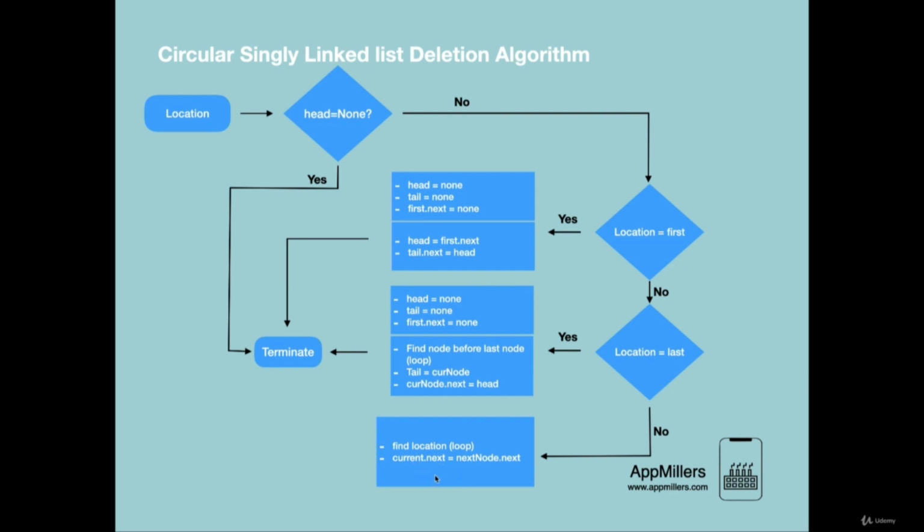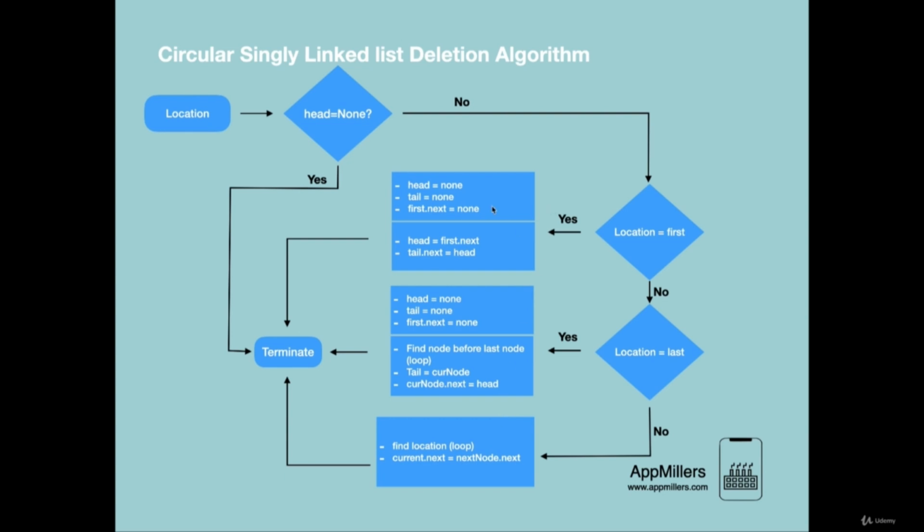Then the node after the current node becomes eligible for garbage collection, and the garbage collector comes and destroys it. And with this, the deletion of a node from the middle of a circular single linked list is complete. So we terminate our algorithm. So this is our algorithm for deletion of a node from a circular single linked list.